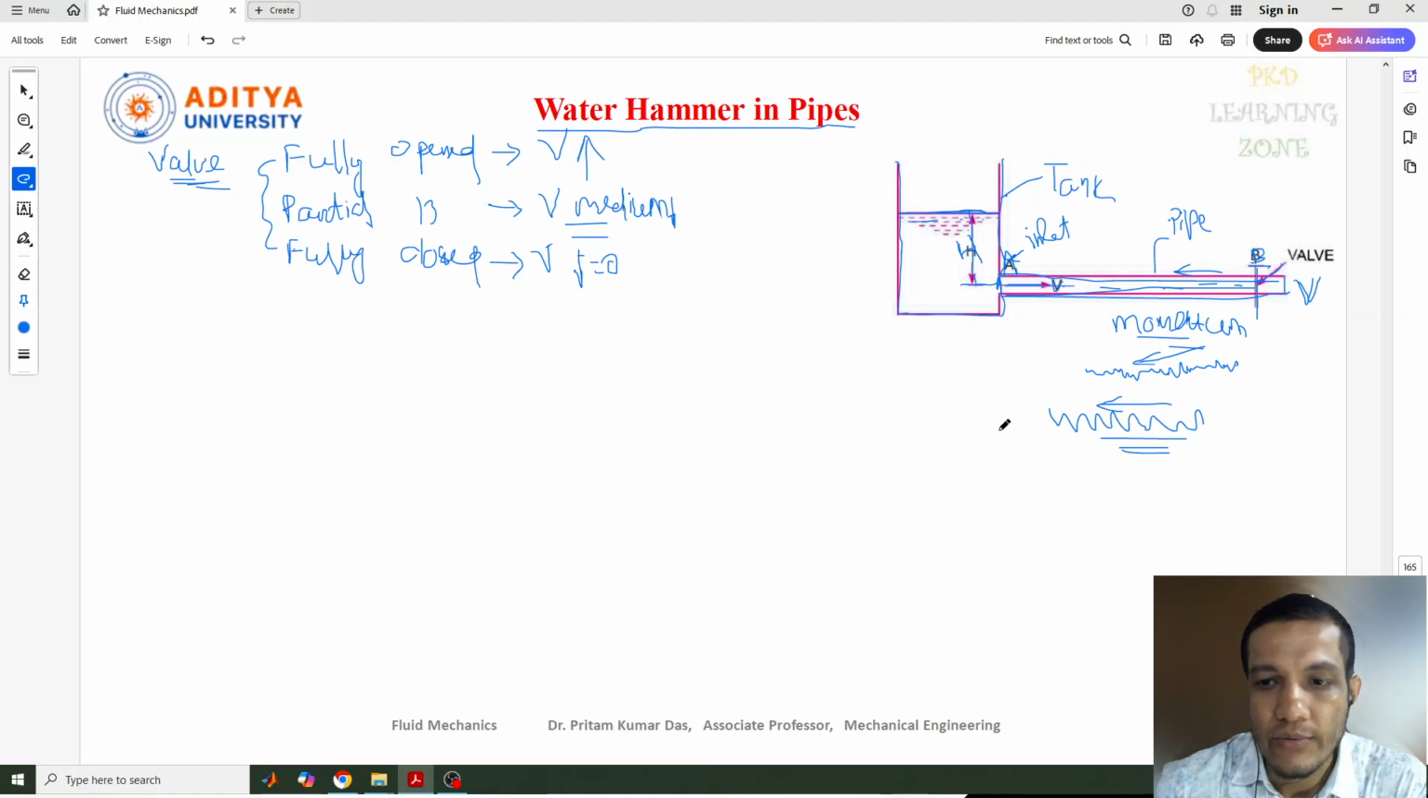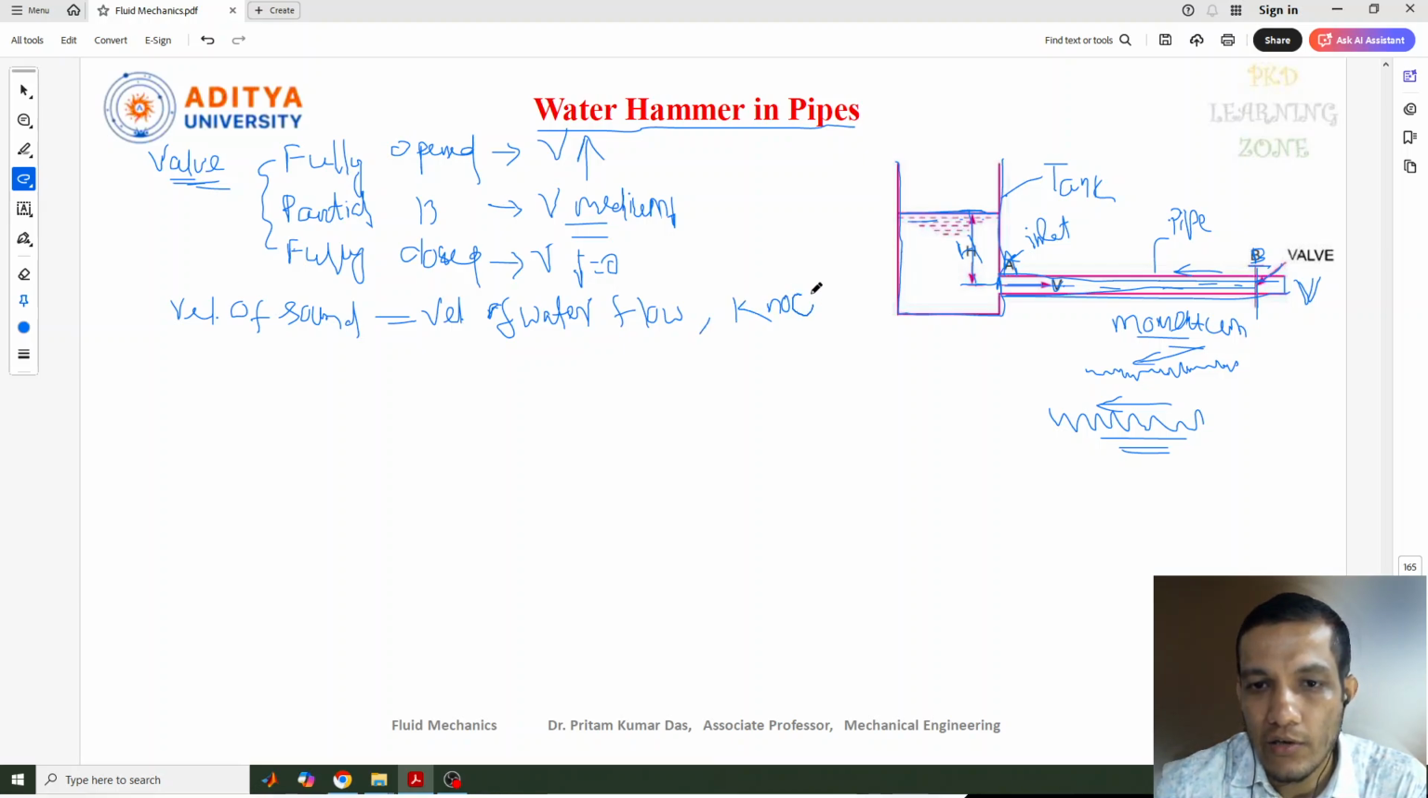And this velocity of sound, as I told you, is equal to the velocity of water flow, which is closed. Due to the velocity of water flow being stopped suddenly, the momentum breaks. So due to this, a noise will be formed. A noise formation will be there, and that is called knocking.